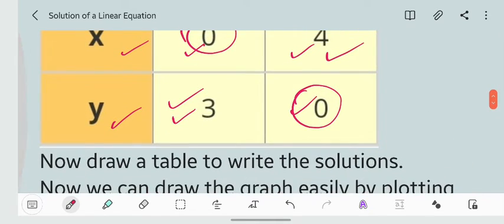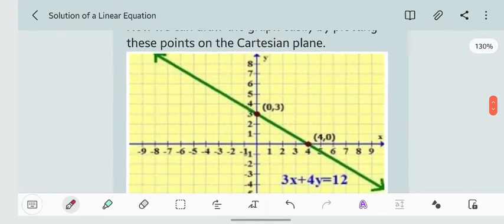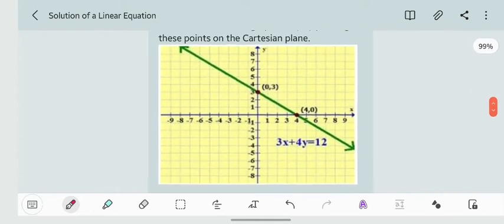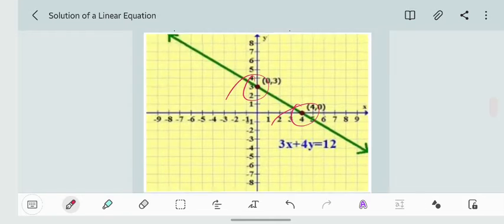And then comes plotting. So how to plot? First of all, we have to draw the axes, the Cartesian plane here. We have the x-axis, which is the horizontal one, and the vertical one as the y-axis. And then depending upon the given points, 0, 3 and 4, 0. Here is 0, 3 and here is 4, 0. You draw a straight line. Remember, a linear equation always gives you a straight line on the graph.